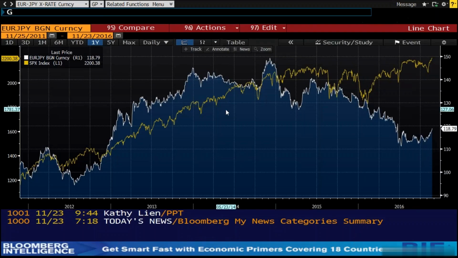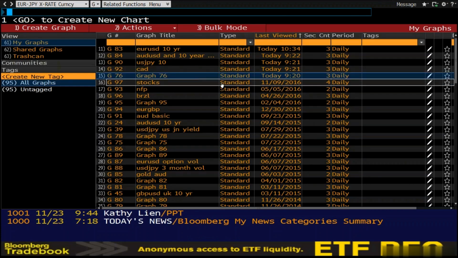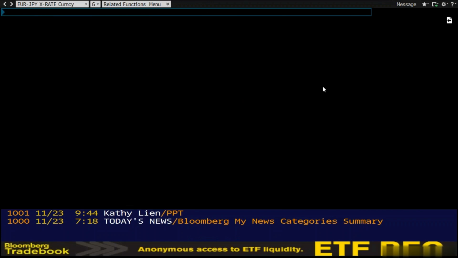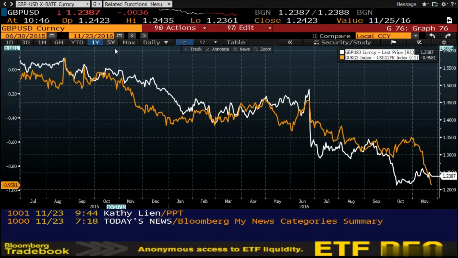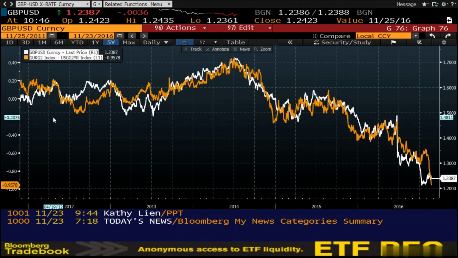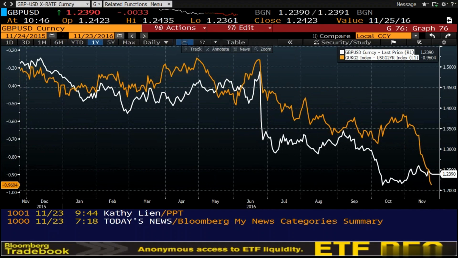So I actually have the yield spread chart for pounds built out already. The orange line is the pound yield spread. The white line is the pound dollar. So very strong correlation over this 1 year period. Also an even stronger correlation over a 5-year period. So if you're trading the pound dollar, you better be watching the yield spread because it'll give you pretty good insights into how the pound's going to be trading.